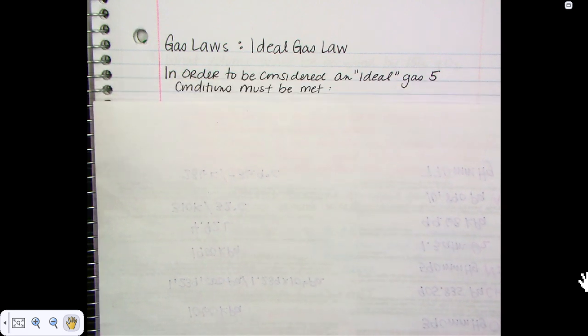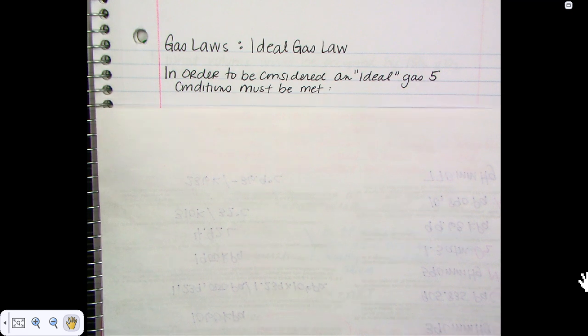Okay, so in this video, we are going to be looking at the applications of the ideal gas law. Before we get into the calculations, we need to talk about what constitutes an ideal gas. In order to be considered an ideal gas, 5 conditions have to be met under the conditions of pressure and temperature that we find the gas in.